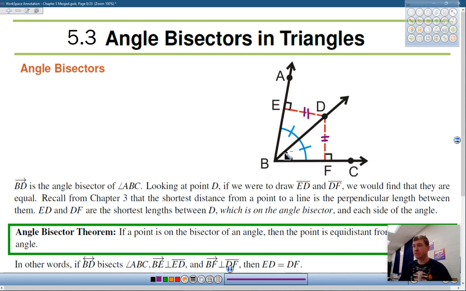Recall from chapter 3 that the shortest distance from a point to a line is the perpendicular length between them. That's why that right angle has to be there, to indicate that that is a perpendicular. It's the shortest distance. If I were going from D to A, that would be much longer. If I were going from D to here, that would be slightly longer. The shortest distance, and that's what we're going to use, is from D to E, and it's perpendicular.